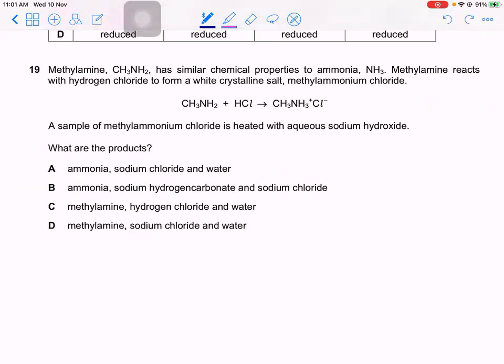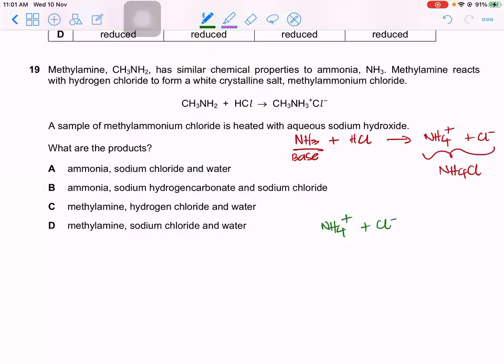Methylamine has similar chemical properties to ammonia. Methylamine reacts with HCl to form a white crystalline solid, methylammonium chloride. A sample of methylammonium chloride is heated with aqueous sodium hydroxide. So now you see what happens with ammonia. When you react ammonia with HCl, ammonia is a base. Bases are proton acceptors. So it will become ammonium ion and Cl minus ion. And this gives you what? Ammonium chloride. Then when you take this ammonium chloride, in which ammonium is a conjugate acid, can I call this conjugate acid? Because it is formed when base accepts a proton.